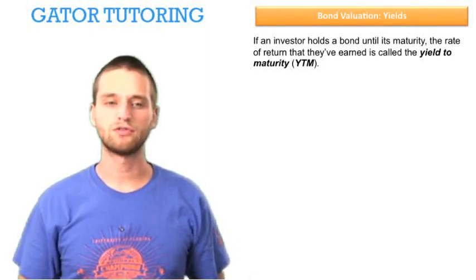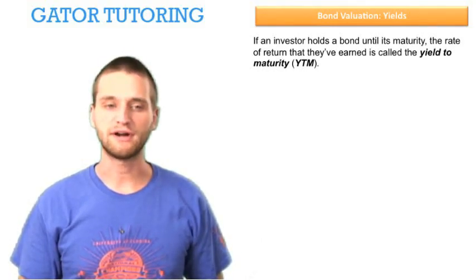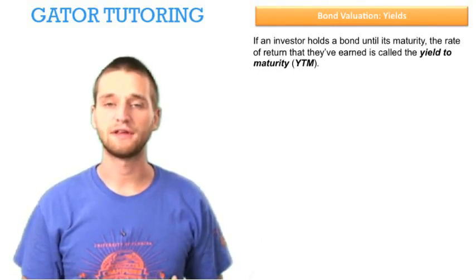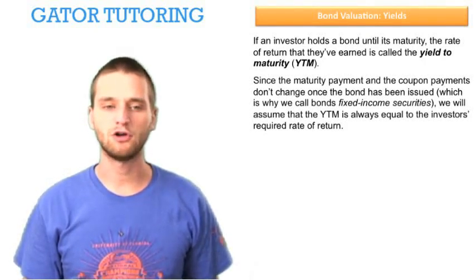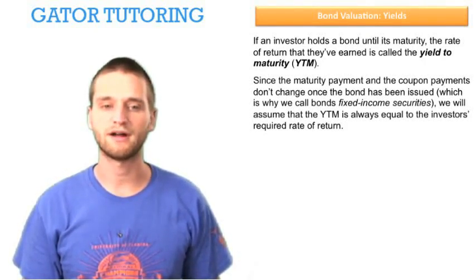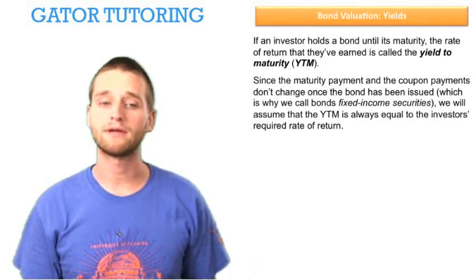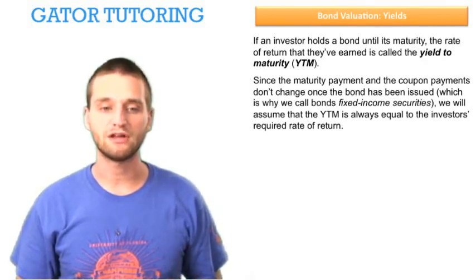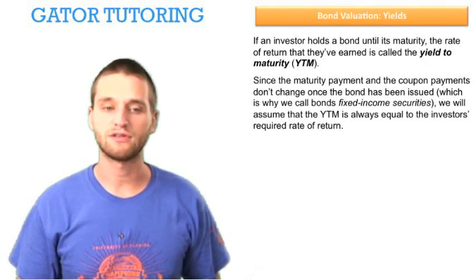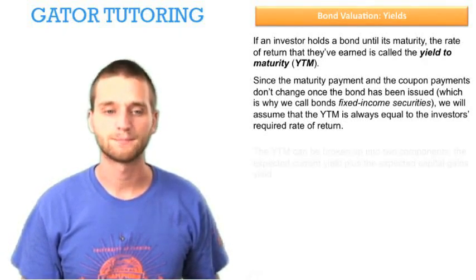If an investor holds a bond until its maturity, the rate of return that they've earned is called the yield to maturity. Since the maturity payment and the coupon payments don't change once the bond has been issued, which is why we call bonds fixed income securities, we will assume that the yield to maturity is always equal to the investor's required rate of return.